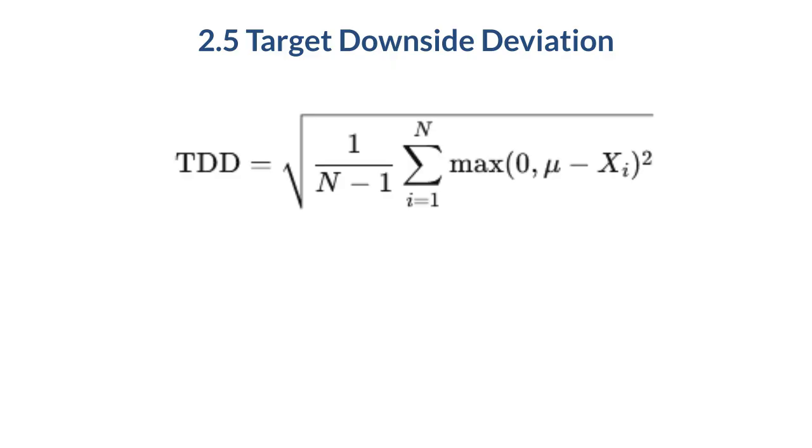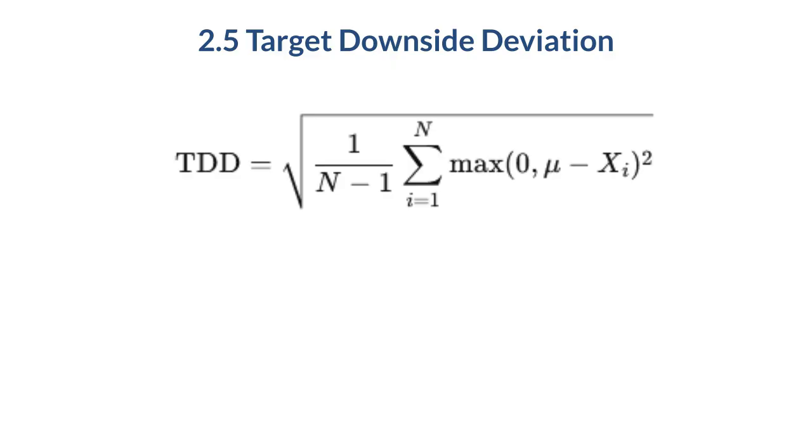Note that the denominator in this formula is n minus 1 to correct for bias in the variance estimation, as we are calculating the sample target downside deviation, that is, working with a sample of returns rather than the entire population. This adjustment is similar to the one used in the sample standard deviation calculation. For the population downside deviation, we would use n in the denominator.